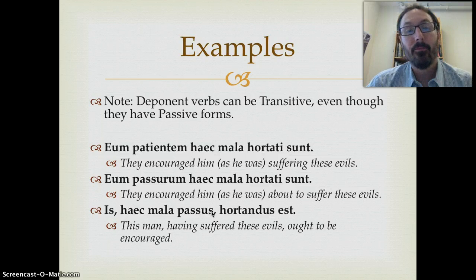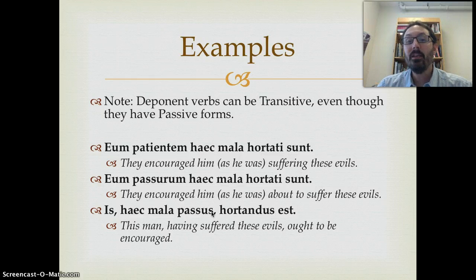Examples of deponent verbs. Now, one of the tricks of deponent verbs is that even though they have passive forms, because they have to have passive forms being deponent, they still can be transitive. And if we remember, transitive means a verb that has a direct object. So, for example, in our first sentence here, hortati sunt, that's a deponent verb. It's in the perfect tense, third person plural, and its subject is they. In this sentence, there's nothing in the nominative, so it's they.